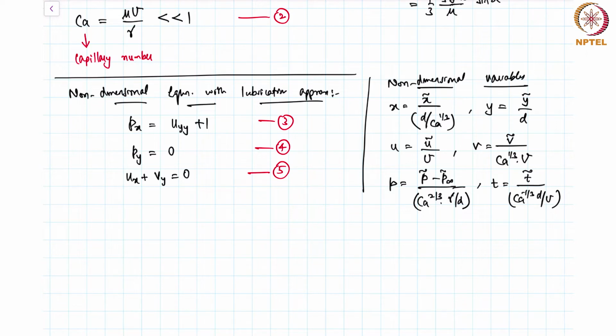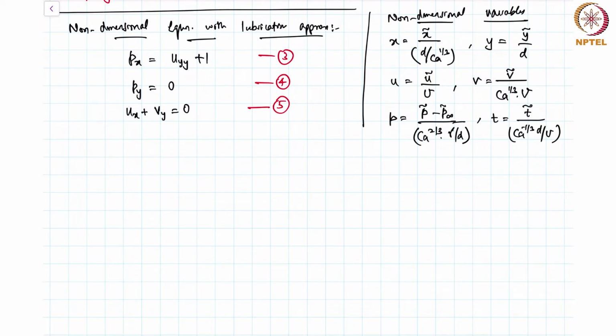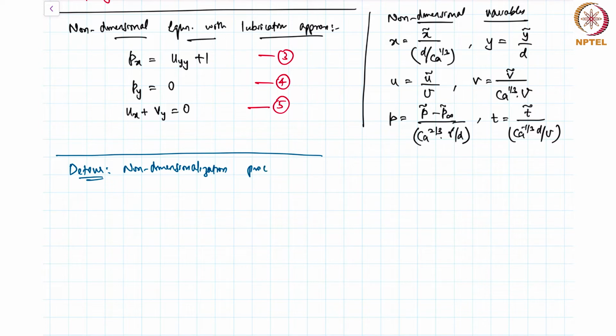So if you are wondering how I get this capillary number to the power 1 by 3 term, it is worth quickly going through, because this is not really discussed much in standard textbooks. So we'll take a small detour on the non-dimensionalization procedure. I'll write this detour using blue ink, and we'll return to the regular set of equations later.